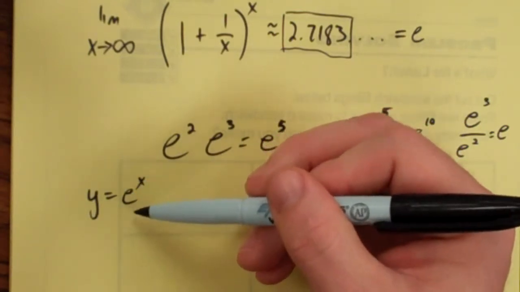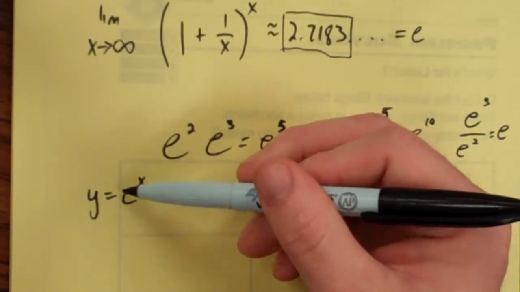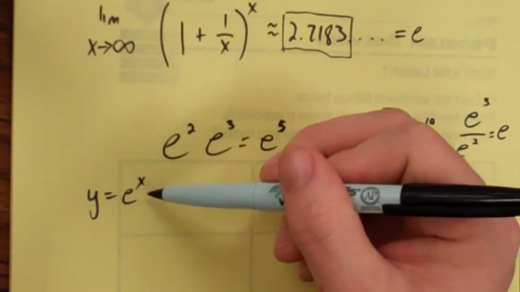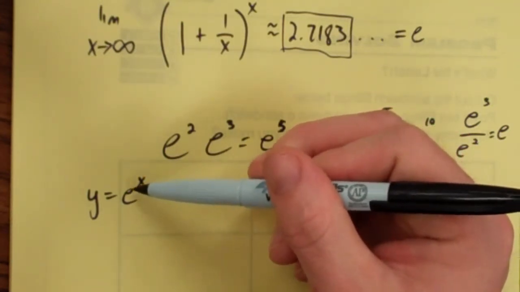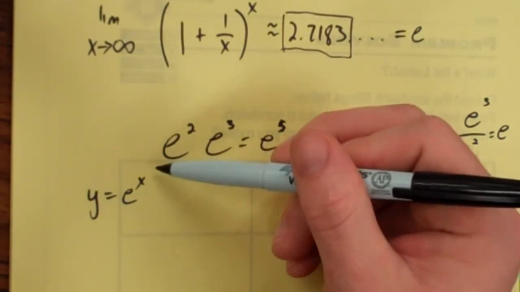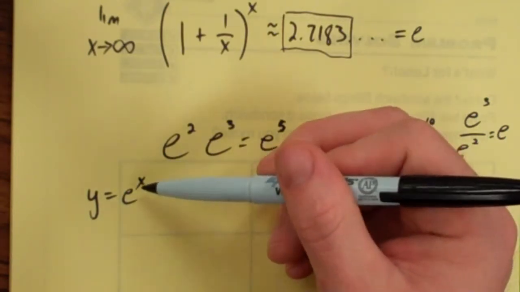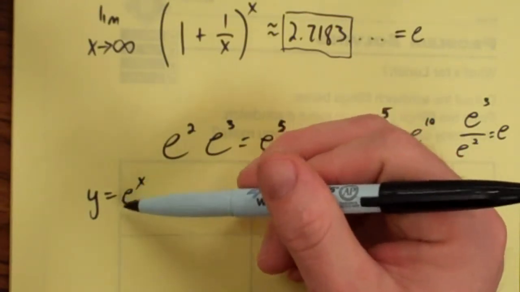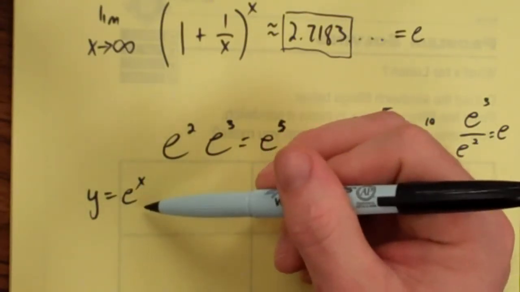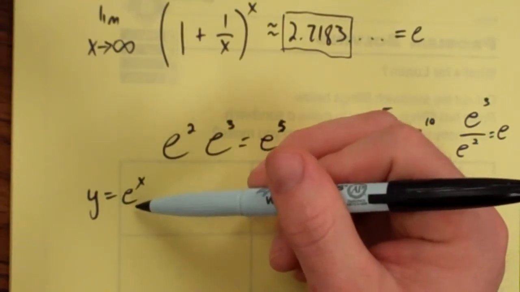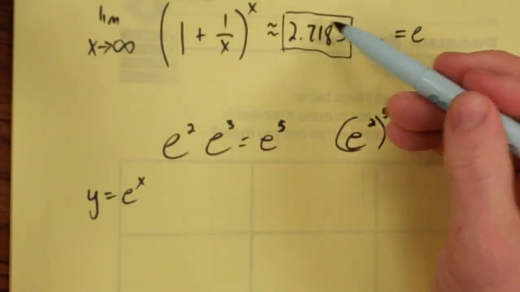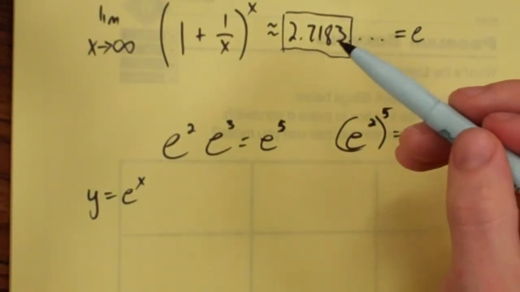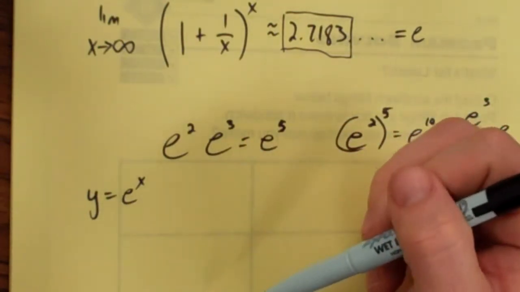If I want to decide whether it's growth or decay, I just look at the number that's being raised to the variable power, the x power. Is that number bigger than 1? Then it's growth. If it's between 0 and 1, then it's decay. So is e, this number, more than 1, or between 0 and 1? It's more than 1. It's 2.7183 and so on. So since it's more than 1, it's exponential growth.